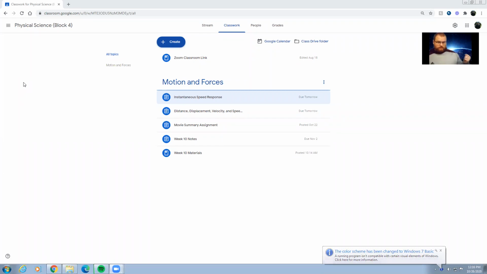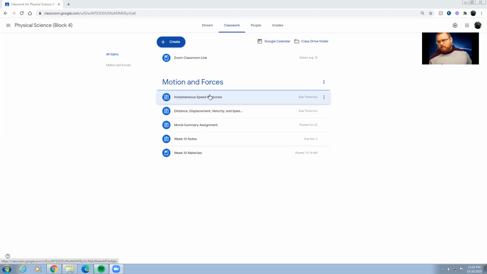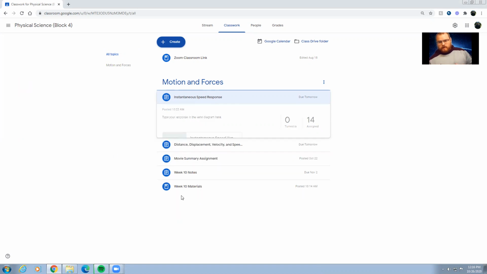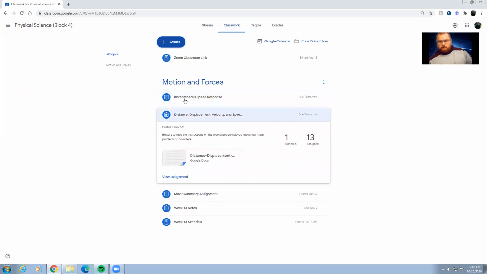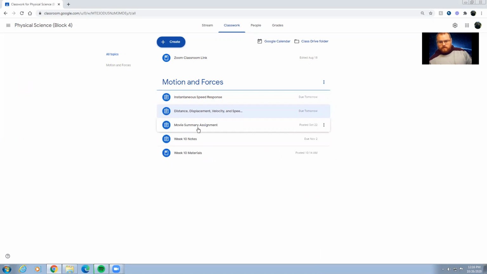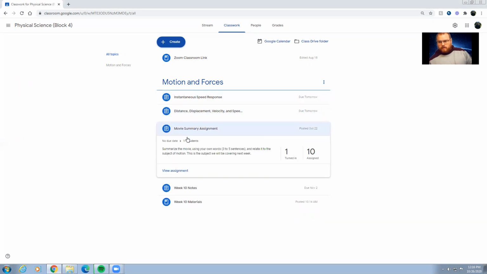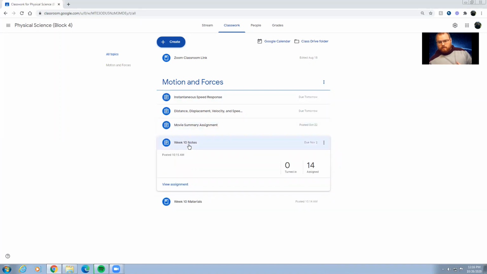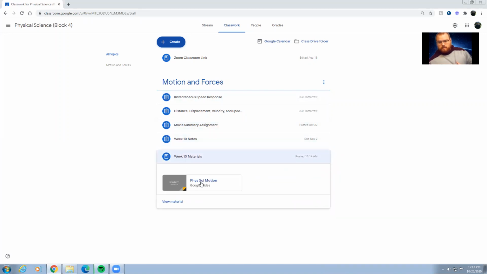Not exactly the most fun and engaging way, but I'm going to work as hard as I can to do that for you. When you log into Classroom, you'll notice quite a few things listed. Don't worry about too much of this. For instance, this speed response, super simple. It's going to be in the PowerPoint. This one we will go over in just a minute. The movie assignment, y'all know what that is. And week 10 notes.